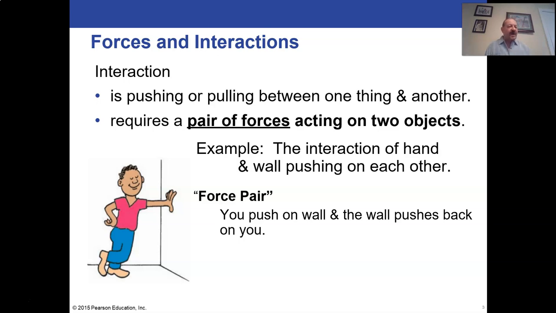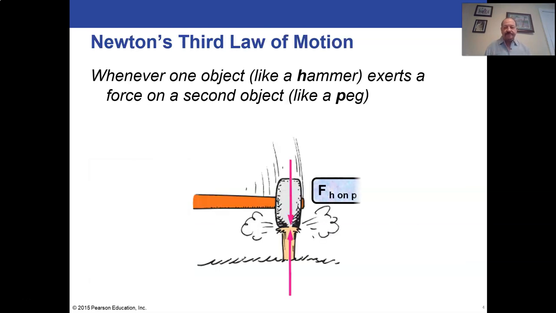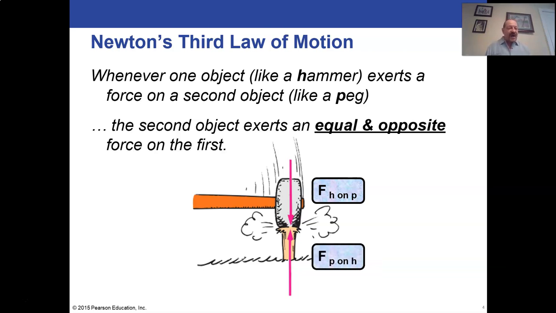So every force comes as part of a pair of forces. And these constitute a single interaction. So whenever one object, like a hammer, exerts a force on a second object, like a peg or a nail, whatever you're hammering, the second object will exert an equal and opposite force on the first. Now, this may seem counterintuitive. It doesn't seem like everyday thinking about a hammer hitting a peg. One thinks, oh, the hammer is doing the striking, it's doing the forcing onto the peg.